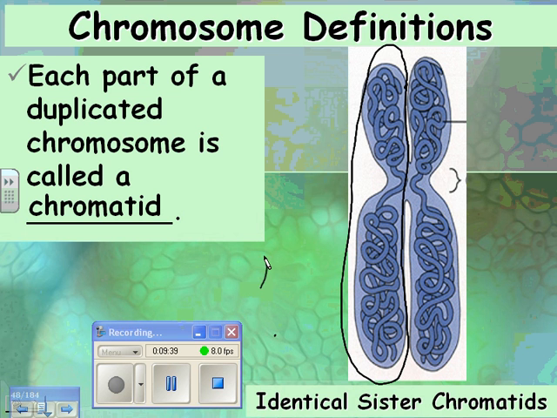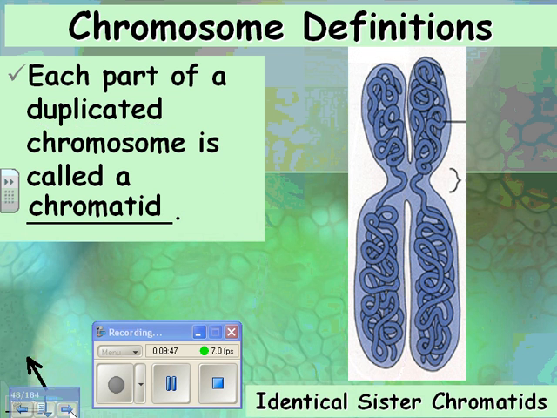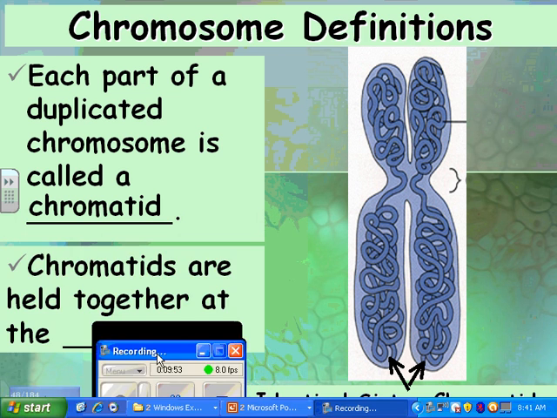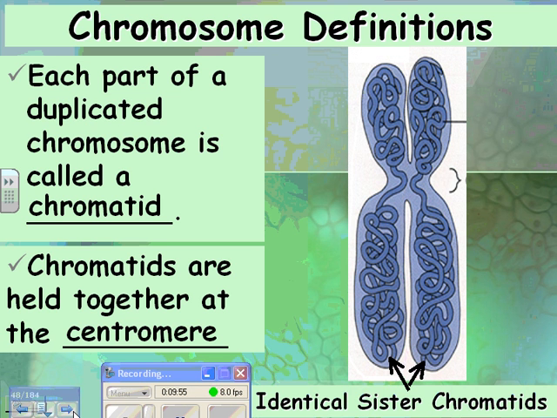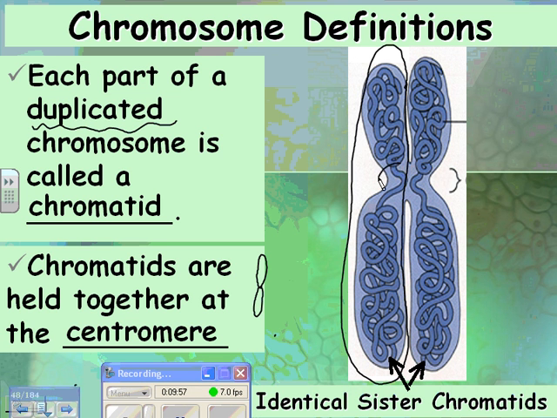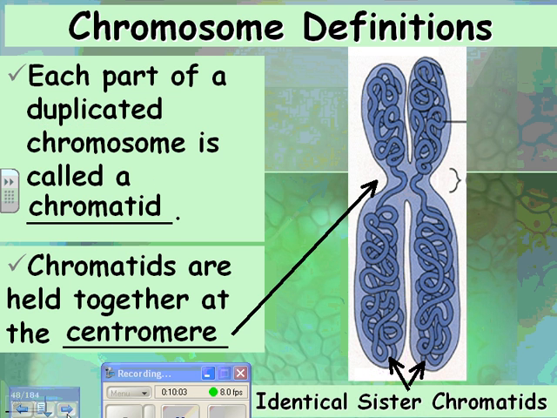If you only have one chromosome, you don't call it a chromatid, because you just call them chromatids when they're part of a duplicated chromosome. And those are your identical sister chromatids. Chromatids are held together at the centromere. So this area is called the centromere, and they are still joined together here. So that's why it's one chromosome.